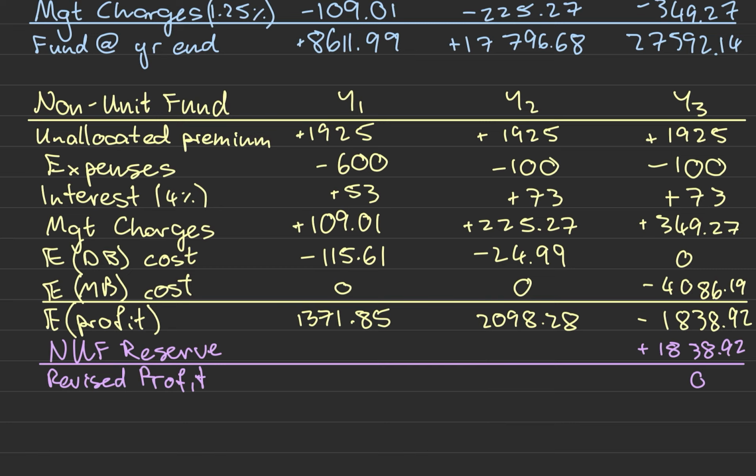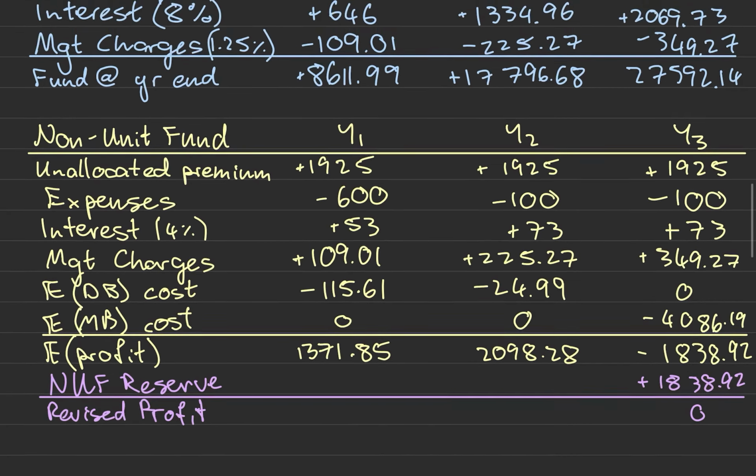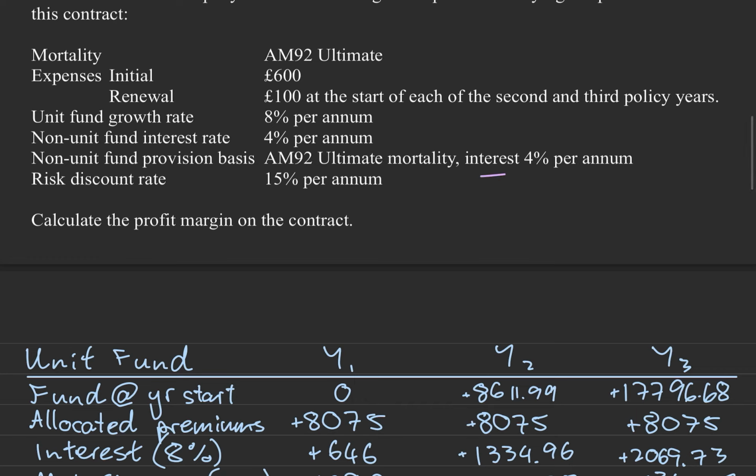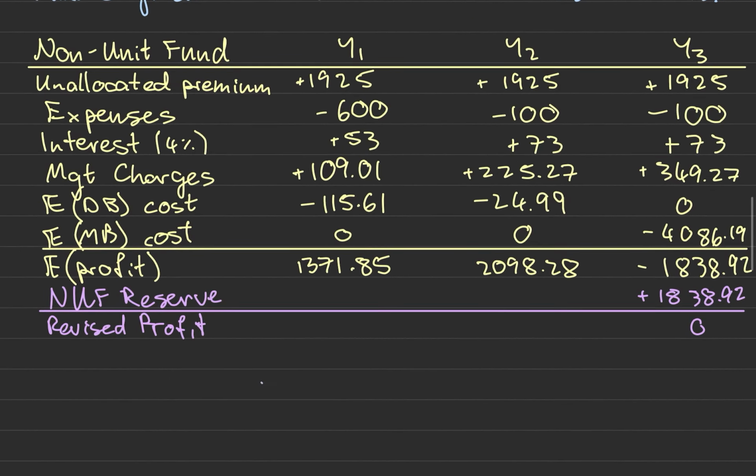Well, I've got to discount this by my non-unit fund reserve amount. My non-unit fund provision basis is 4% per annum. So I've got to take this 1838.92 and multiply that by 1.04 to the negative 1. I discount it by a year. Now it's sitting at the right point in time value of money, but not in terms of number of policies in force, because it must be a number of policies in force at the beginning of year 2, not beginning of year 3. Okay, how do I do that?